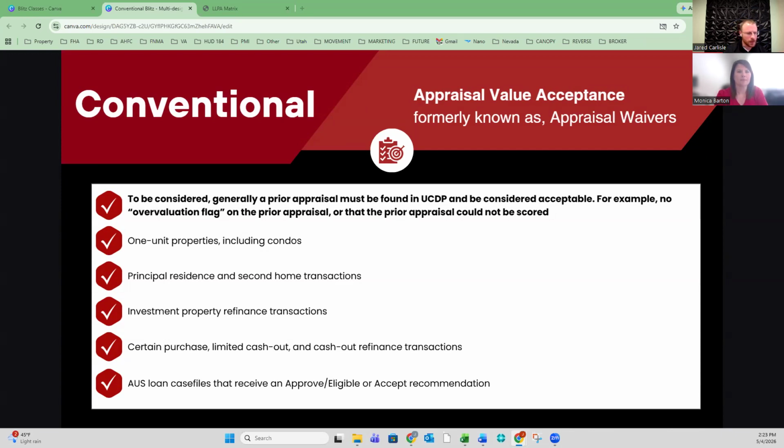For one unit properties, there are some other stipulations. For principal residences and second homes, you can only do it if it's an investment refinance transaction, and there are some other stipulations too. But the only way we know if a home gets an appraisal waiver or a value acceptance is once they go into contract on that home. We can then run that address through the automated underwriting system and get that understanding. There's no way prior to going into contract that we would be able to determine if they're going to get an appraisal waiver or not. So keep that in mind.